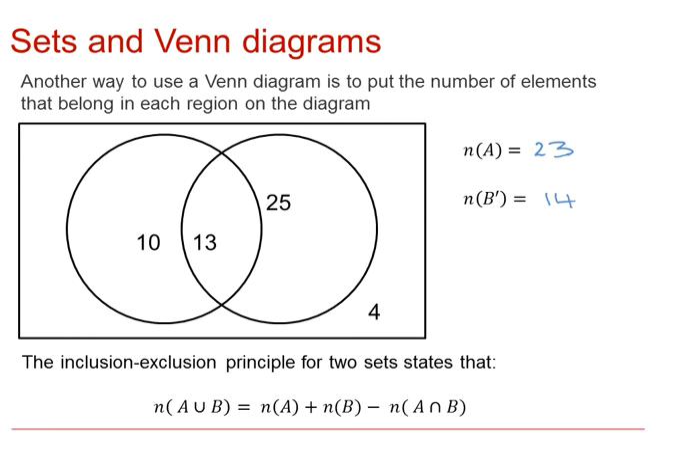Another result worth remembering is the inclusion-exclusion principle for two sets, which states that the number of elements in A union B equals the number of elements of A plus the number of elements of B minus the number in the intersection A intersection B. In other words, we would not want to count those 13 elements of the overlap more than once.